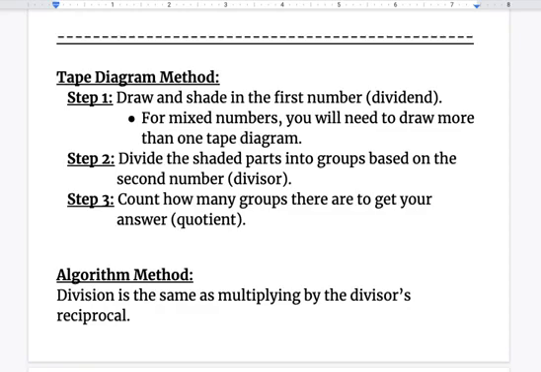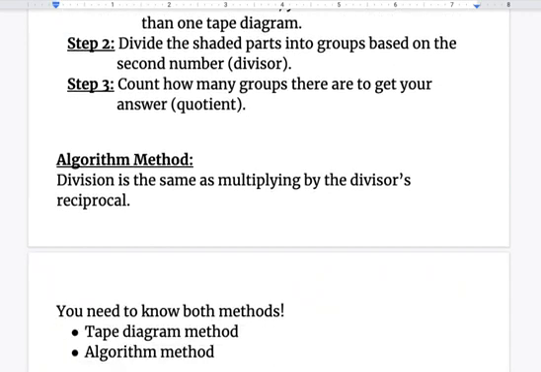The algorithm method could also be used. It is multiplying by the divisor's reciprocal. Be aware that you need to know both methods, so you should be practicing both the tape diagram method and the algorithm method. Let's go ahead and look at some examples.